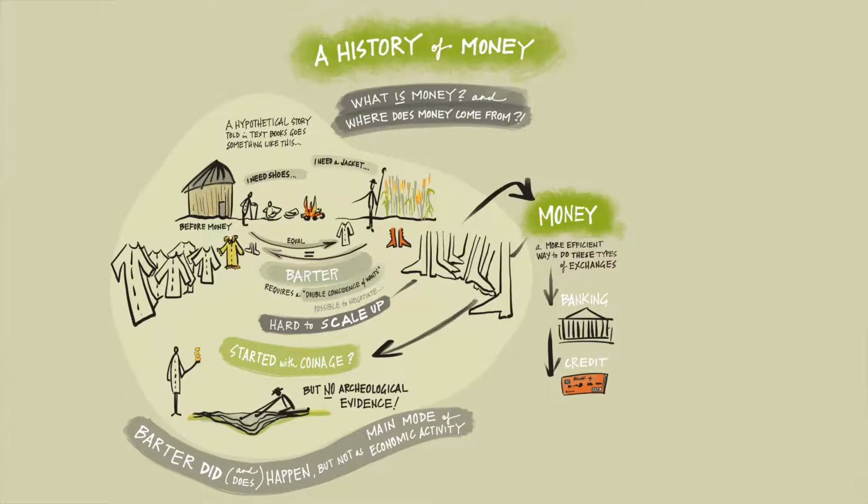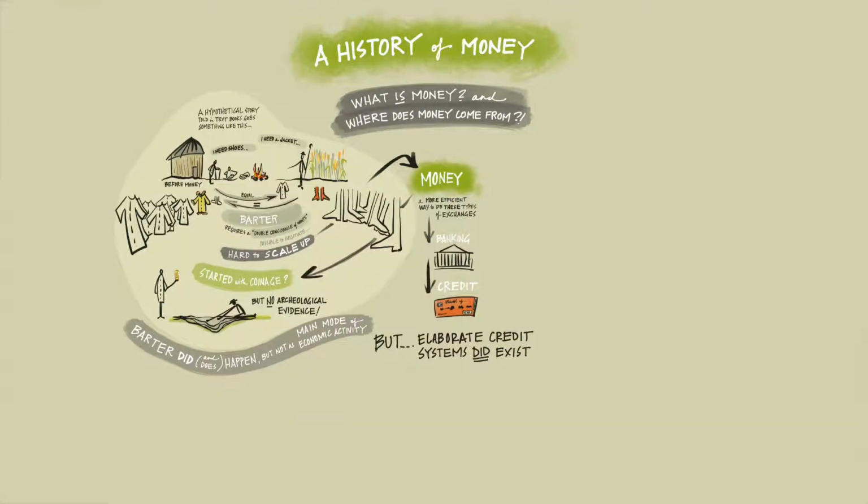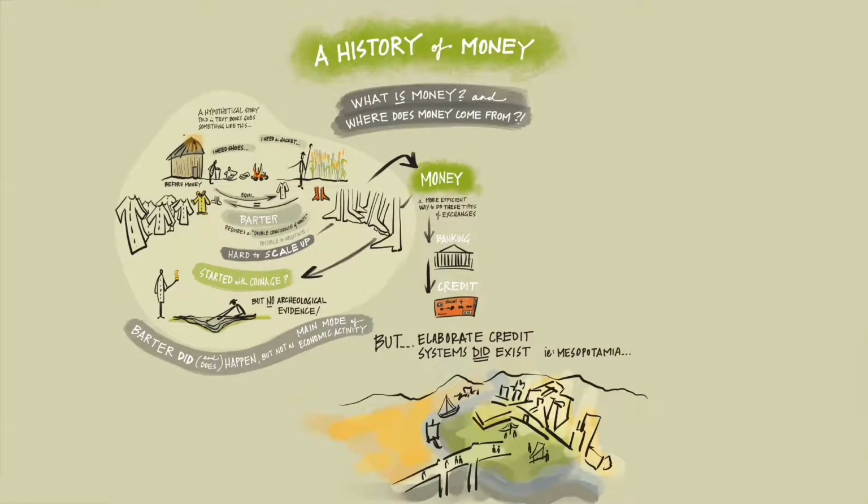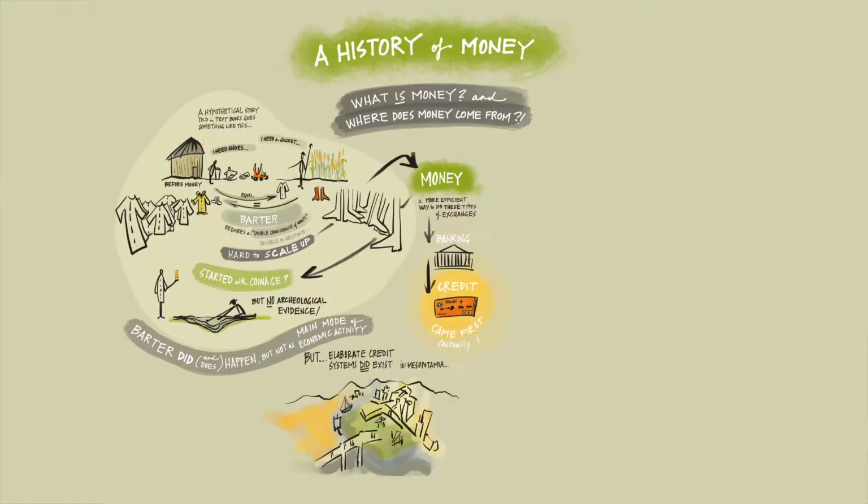We also find that elaborate credit systems were established long before coinage was invented. We see elaborate credit systems in the Indus Valley, in Mesopotamia, in ancient China. So that really changes the story about banking and credit and money. Rather than money coming first and then banking and credit, actually credit came first and then money was introduced.